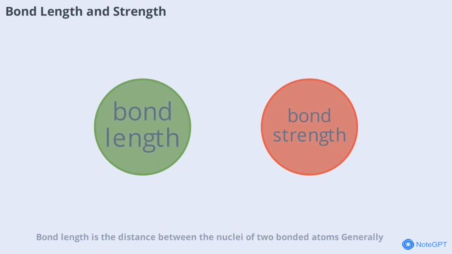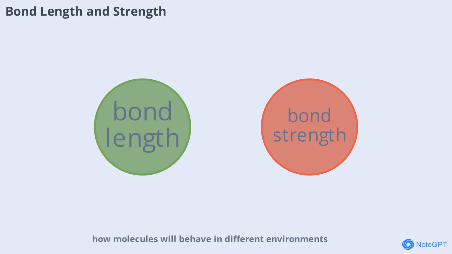Bond length is the distance between the nuclei of two bonded atoms. Generally, shorter bonds are stronger because the atoms are held more tightly together. Single bonds are longer and weaker than double or triple bonds, which pull the atoms closer. The relationship between bond length and strength is important for understanding molecular structure and reactivity. Chemists use this information to predict how molecules will behave in different environments.